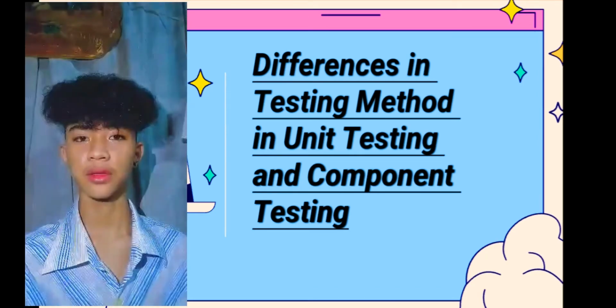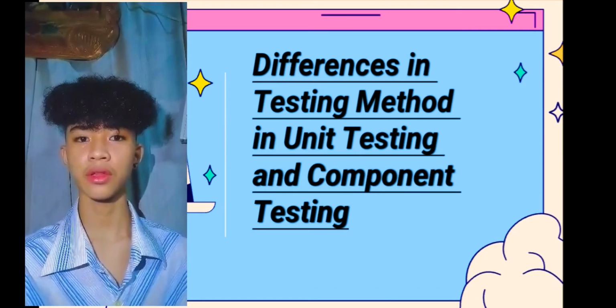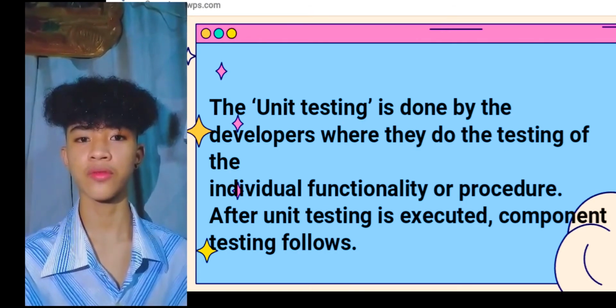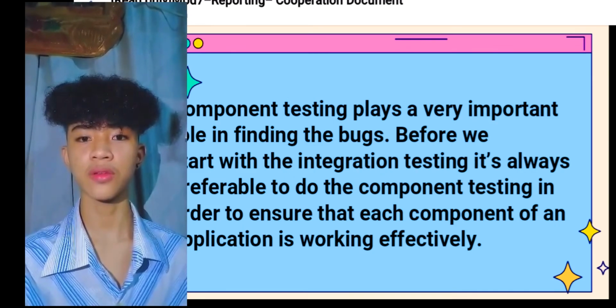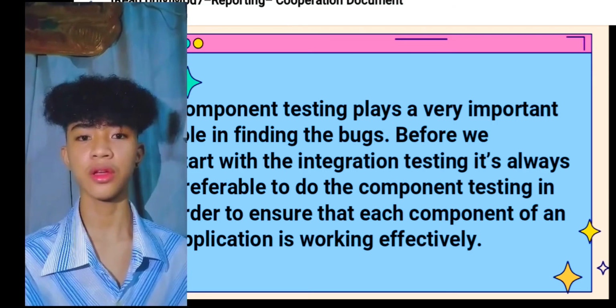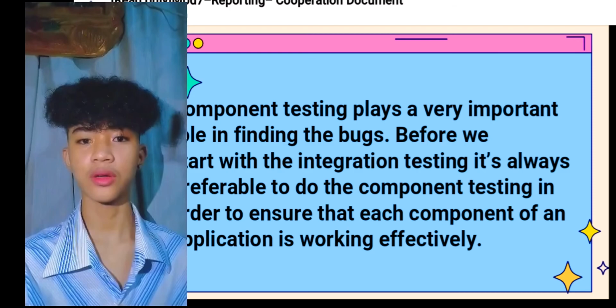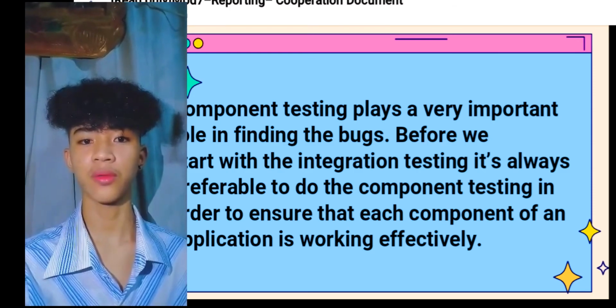Differences in testing methods between unit testing and component testing. Unit testing is done by the developers, where they do the testing of individual functionality or procedures. After unit testing is executed, component testing follows. Component testing plays a very important role in finding bugs. Before we start with integration testing, component testing is always preferable in order to ensure that each component of an application is working effectively.